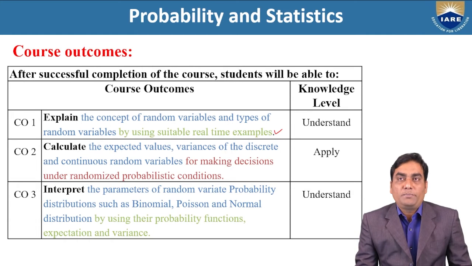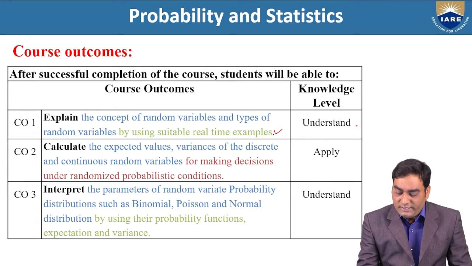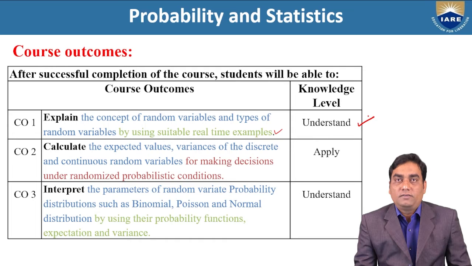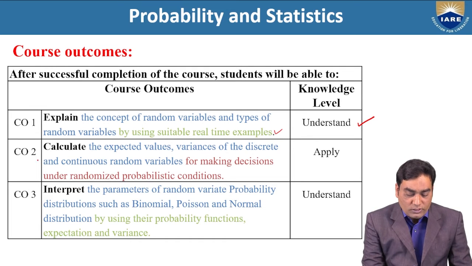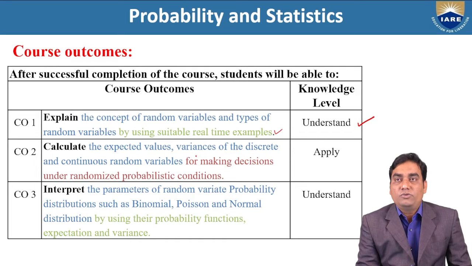Explain the concept of random variables. That means what is the meaning of random variable and what are the different types of random variables by using suitable real-time examples. So this is the understand level. And CO2, course outcome 2: calculate the expected values and variances of discrete and continuous random variables for making decisions under randomized probability conditions. The knowledge level is apply.